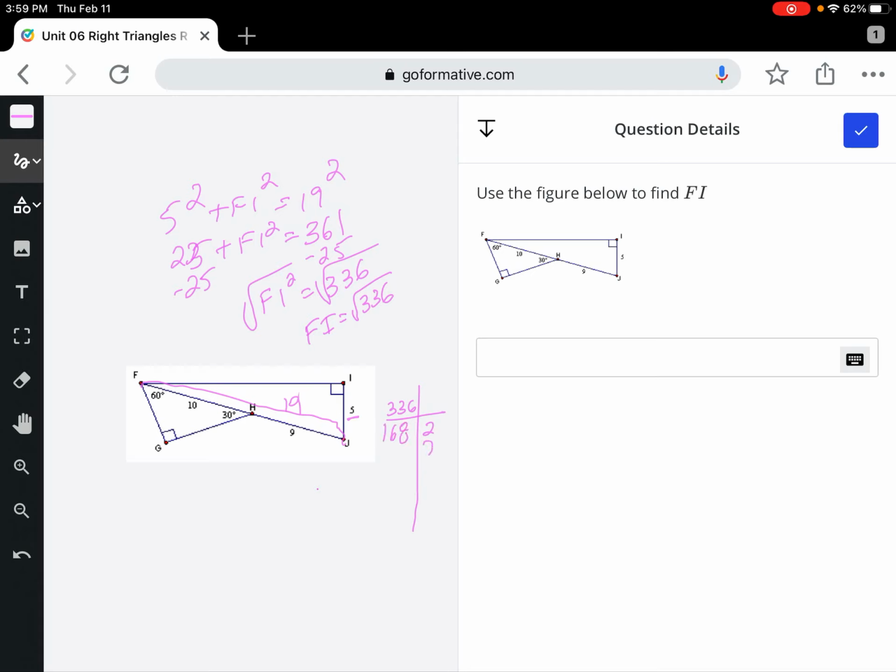336 divided by 2 is 168. 168 divided by 2 is 84. 84 divided by 2 is 42. 42 divided by 2 is 21. 21 divided by 3 is 7, and 7 and 1. So 336 has perfect square factors of 4 and 4, and the square root of 4 is 2. So I'm going to have two 2's on the outside, and what was left was the 3 and the 7, 21 on the inside. So the distance from F to I is going to be 4 radical 21.